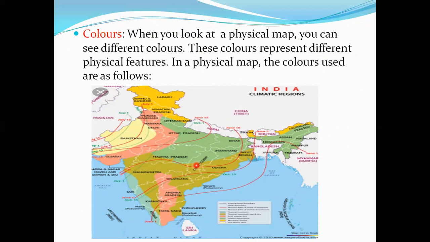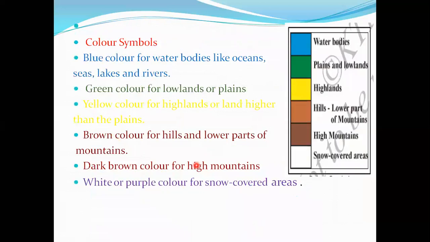These colors represent the physical features in the physical map. What will they represent? They represent the physical features on the map. See, the color symbols. Blue color shows water bodies like oceans, seas, lakes, rivers. And what does the green color show, children? Green color shows lowlands and plains. What do you mean by plains? Flat lands are called plains.